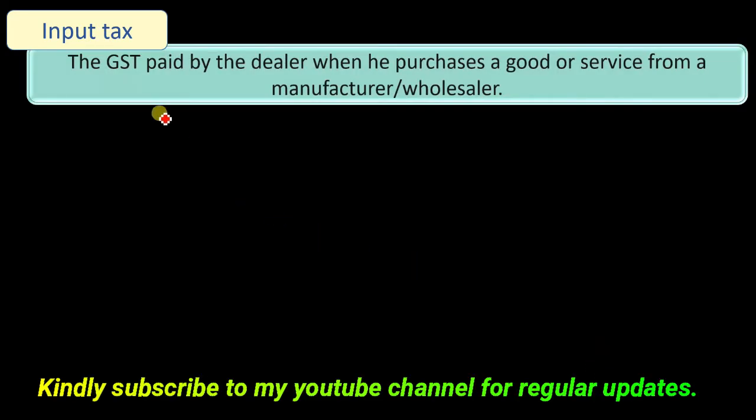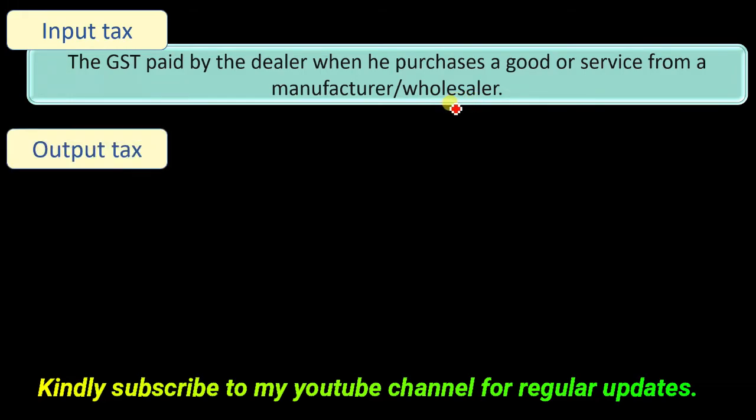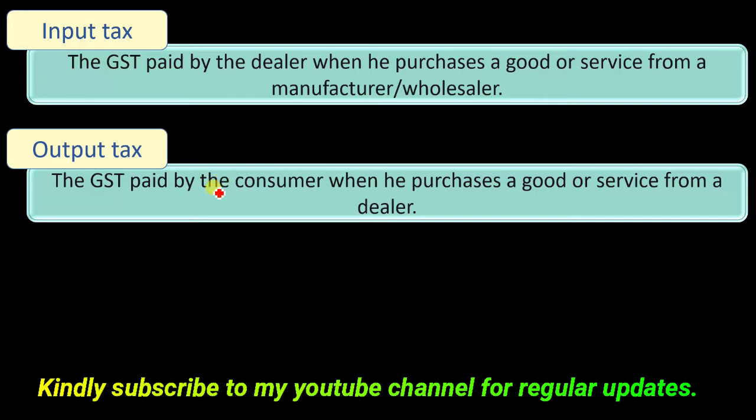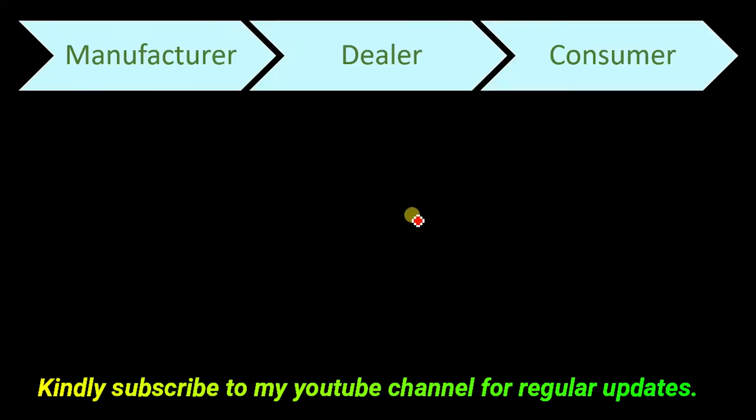Moving to input tax and output tax. Input tax is the GST paid by the dealer when he purchases goods or services from a manufacturer or wholesaler. And output tax is the GST paid by the consumer when he purchases goods or services from the dealer. So let me explain input and output with an example.